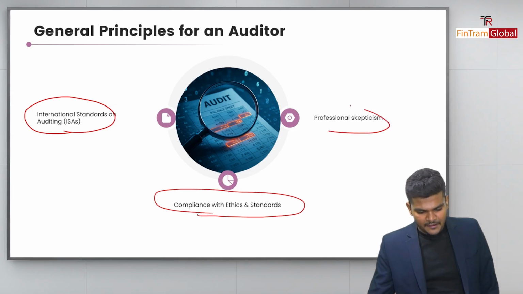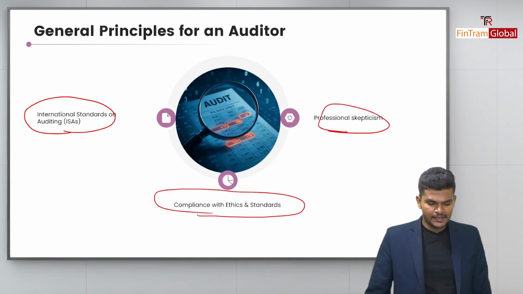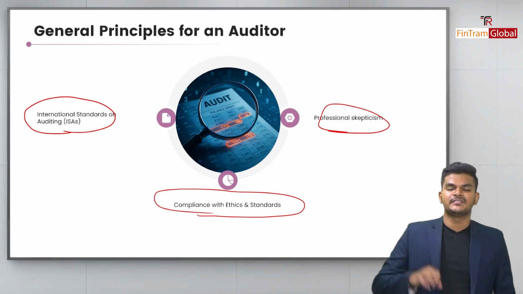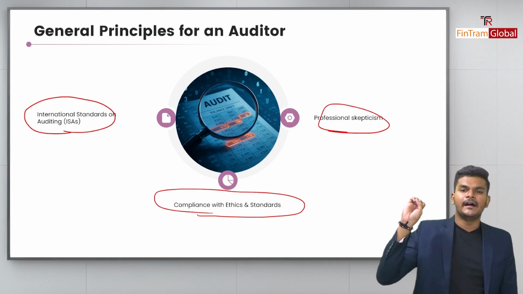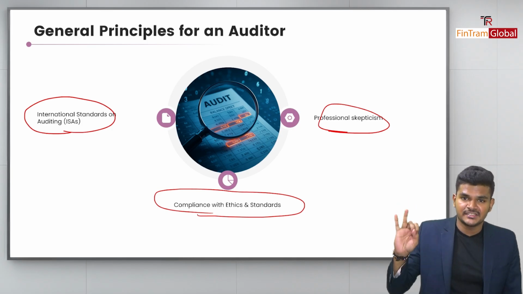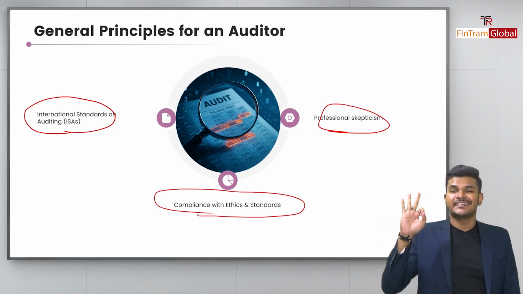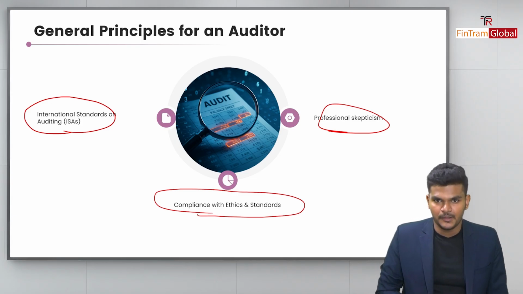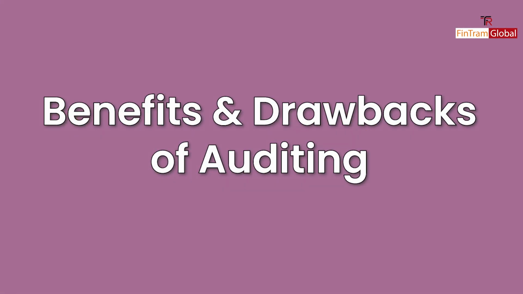And then thirdly, we have professional skepticism as well, right? So when it comes to professional skepticism, it involves three things, primarily, right? It involves having a questioning mindset, being alert to conditions that can indicate fraud or error, and of course, critical assessment of the audit evidence obtained as well.